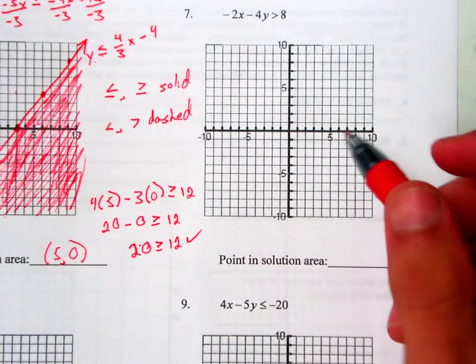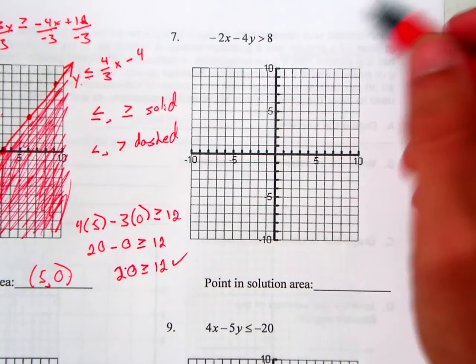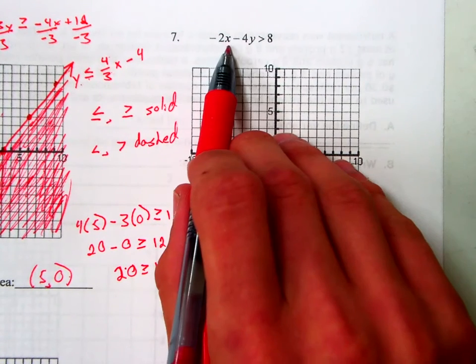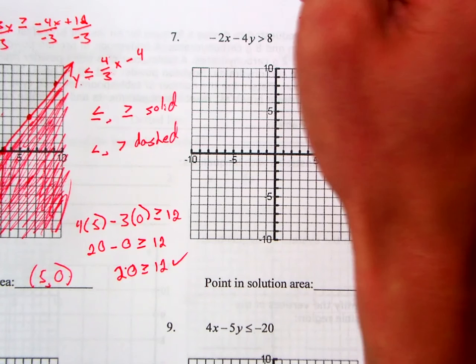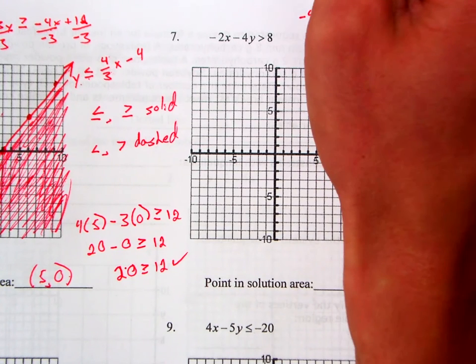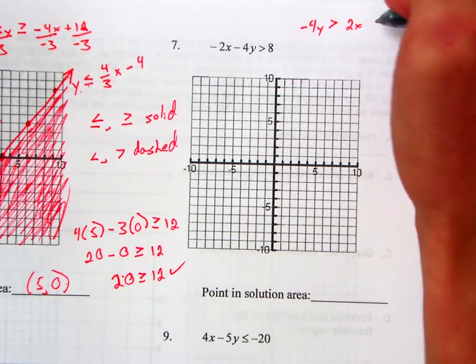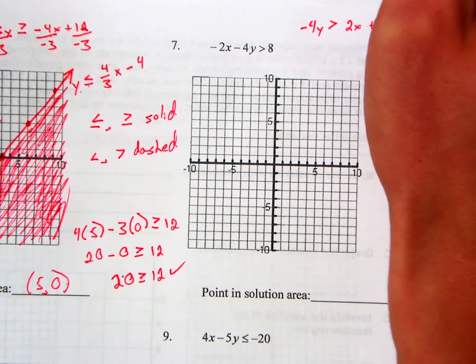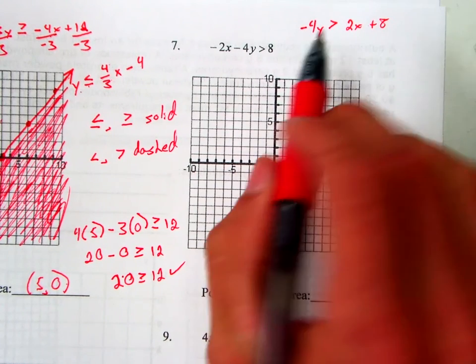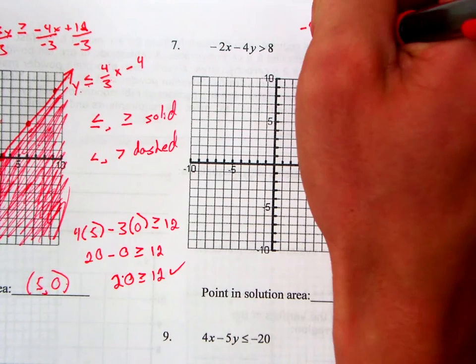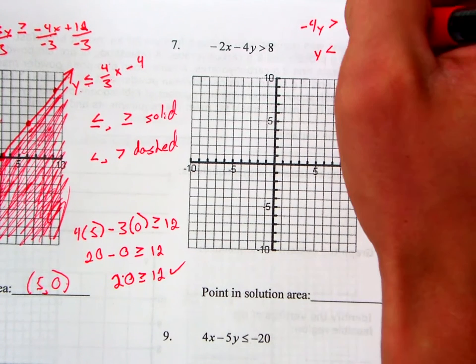So real quick, I'm going to speed up the process now. I'm going to do number 7. So I need to add 2x to both sides first. So I've got negative 4y strictly greater than 2x because I added to both sides, and positive 8. I need to divide by negative 4. When I do that, my sign is going to flip directions, just like that.